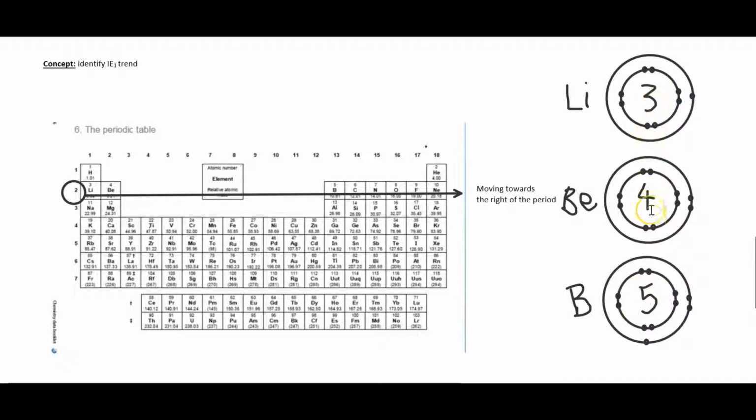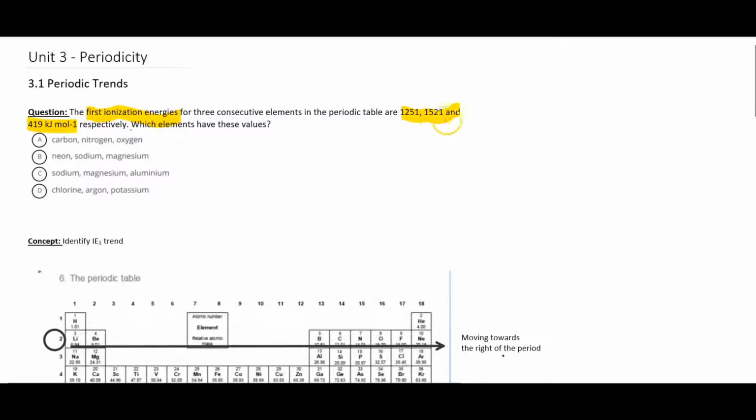And so the valence electrons are experiencing more nuclear force attraction due to the increasing number of protons. And so we can see the trend here moving towards the right of the period: the elements have an increasing ionization energy.